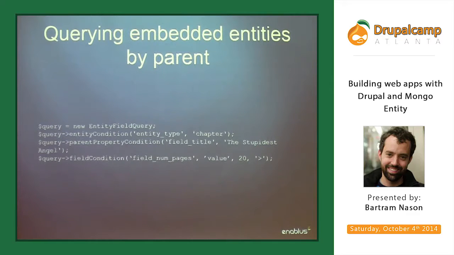So if you wanted to load chapters from a book with a given title, you could load the chapters themselves. This will just return the chapters, but you're also querying based on the parent.